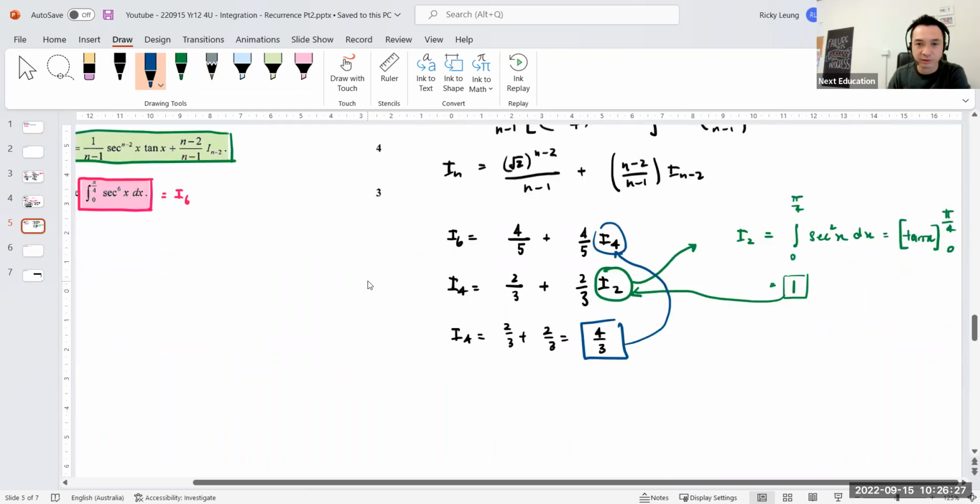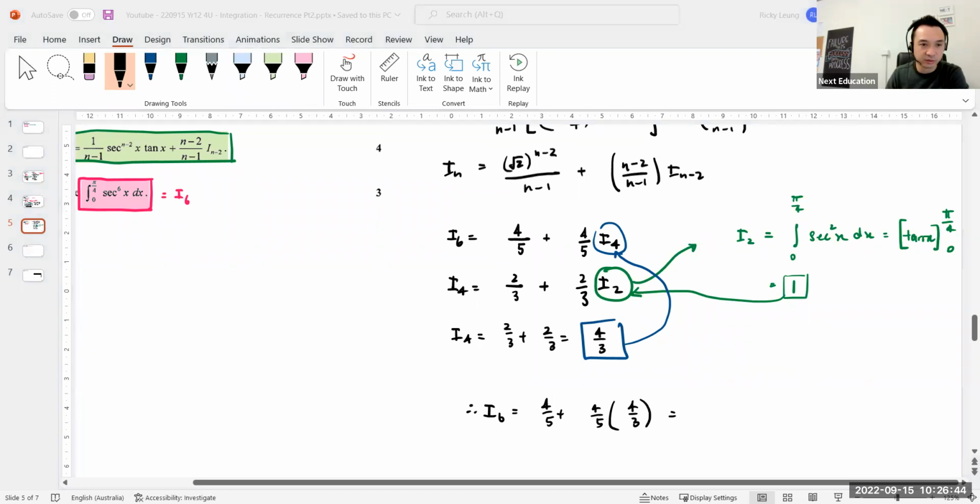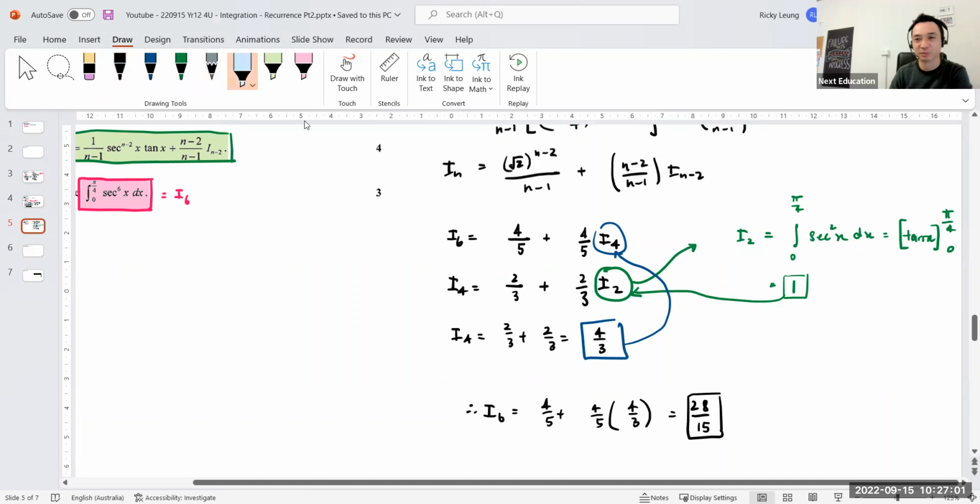Let's see. Moment of truth. Therefore, I6 is 4/5 plus 4/5 times 4/3. Guys, what is that? I don't have a calculator. I actually do, got one of these virtual ones. 4 on 5. So I'm doing it a different way, so hopefully it works. 16 on 15, please. Oh, perfect. 28 on 15, amazing. Never in doubt, guys. Never doubted myself.